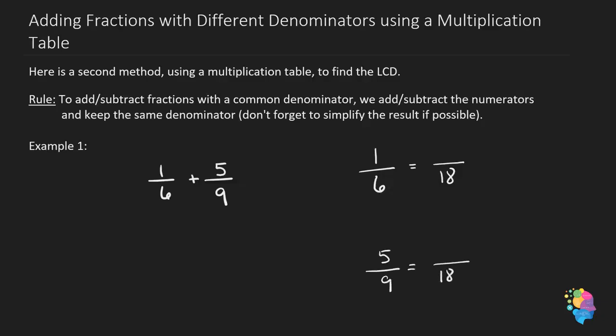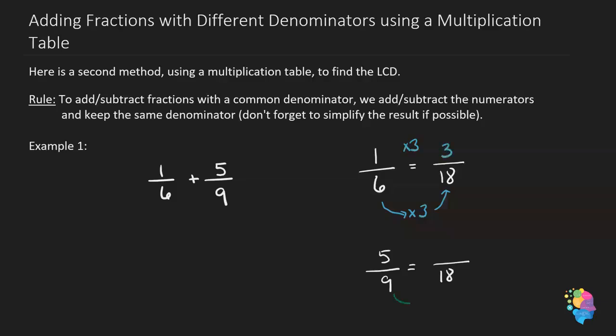And the way we do that is we ask, what would I multiply this 6 by to give me an 18? So I will have to multiply this 6 by 3 to give me an 18. So then I'm going to do the same thing to the numerator. So 1 times 3 will be 3. And then we do it again.